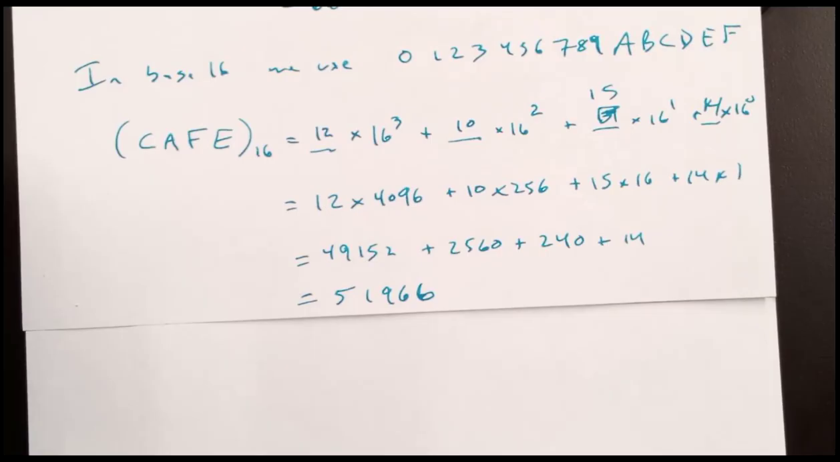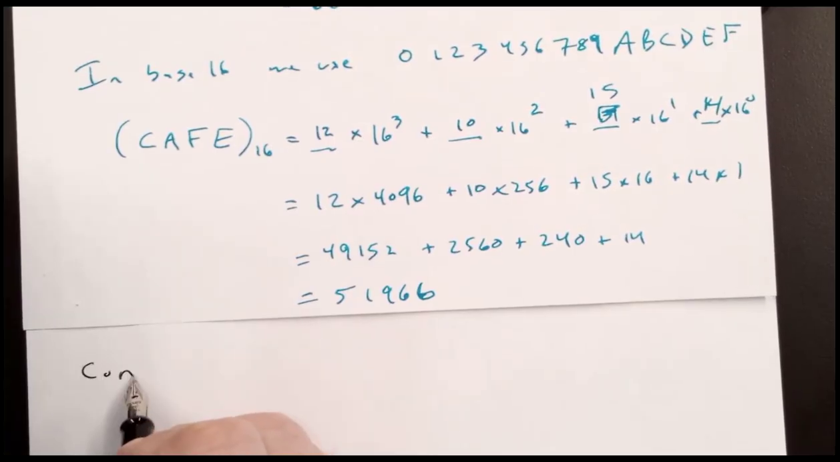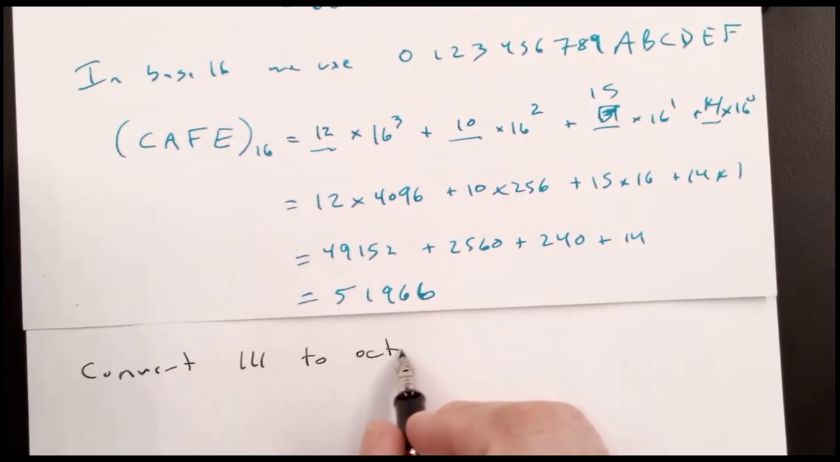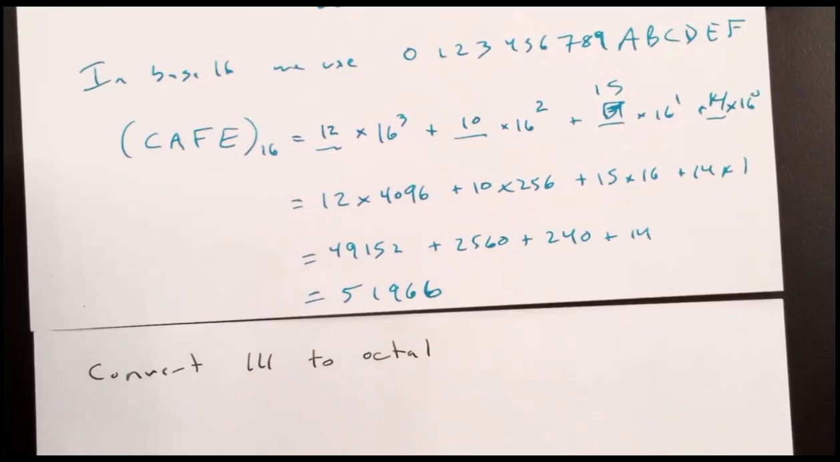How do I go the other way? A number without any subscript, without any parentheses, is assumed to be decimal, which means that's 111, not 111 in some other base. I know what base that's in. What base do I want it in? Base 8. How do I get there?